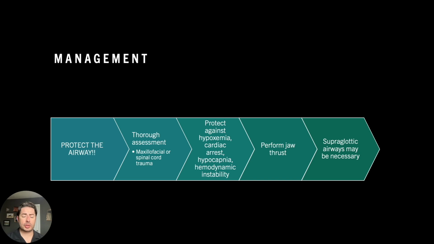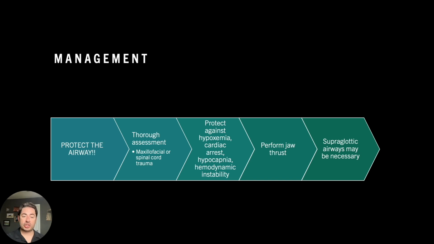Things that we want to make sure that we're doing: we want to do a jaw thrust. We don't necessarily want to do a head tilt, because we can clamp off the spinal cord. If there are spinal cord injuries, we want to make sure that the head stays in a neutral position, and we can do a jaw thrust to open up the airway when we are bag mask ventilating.